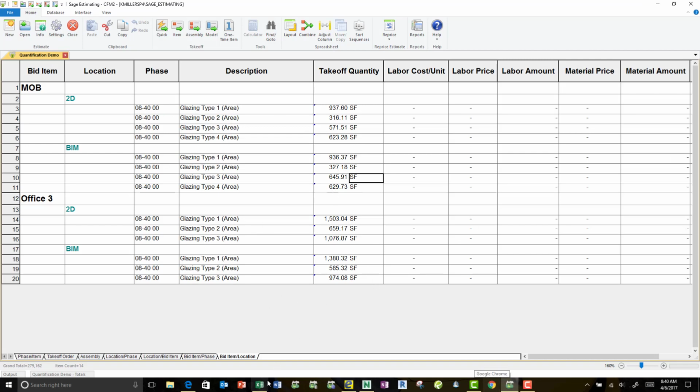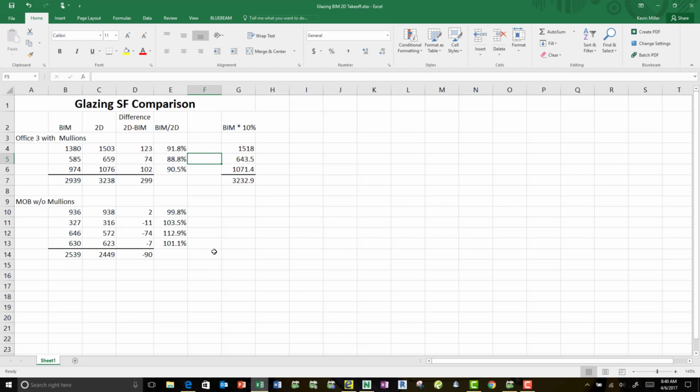But to make the comparison a little easier, I then threw it into Excel so I could look at it. So on the project that has mullions, there were some differences between the BIM quantities and the 2D quantities. Right here are the differences. You can see in general they're about 10% lower because the mullions are not included in the glazing area calculations. And so that brings us a little low.